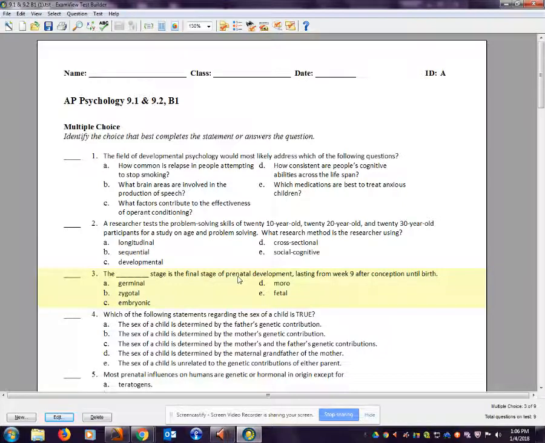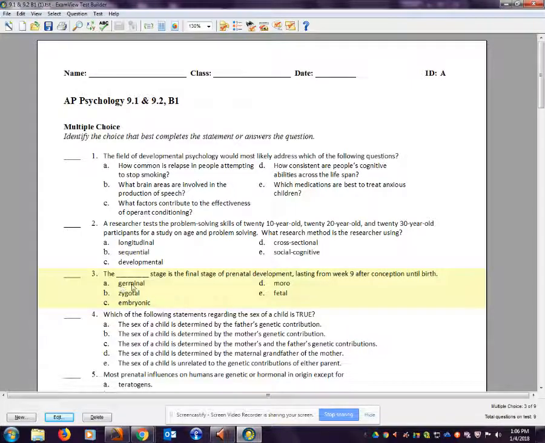All right, number 3, the blank stage is the final stage of prenatal development lasting from 9 weeks after conception until birth. All right, you guys were asked to learn about 3 stages, the germinal stage, the embryonic stage, and the fetal stage. You'll notice that there are 2 that don't fit there. So zygotal, a zygote is actually what the fertilized egg is called in the germinal stage. And then the moro, that's a reflex that we'll look at a little later. So then you've got between germinal, embryonic, and fetal that you're choosing from.